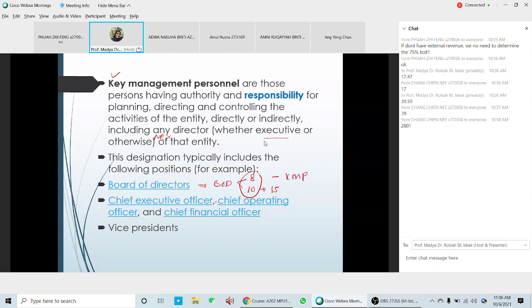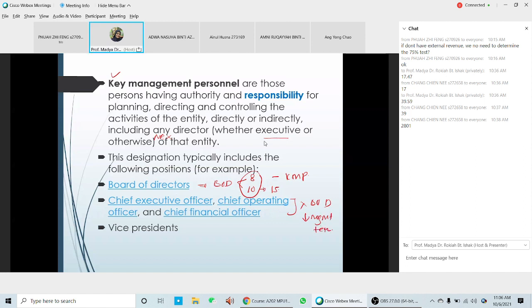And then another one may be the chief executive officer, chief operating officer, and chief financial officer. Sometimes they are not on the BOD, they are under the management team. So, the management team.